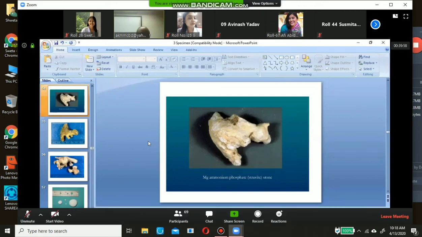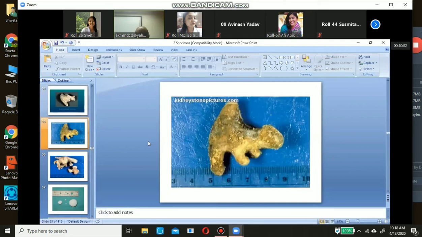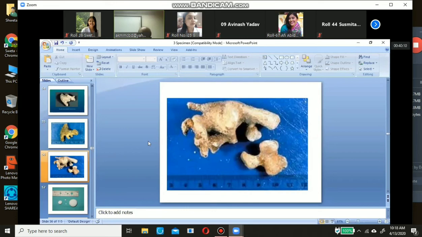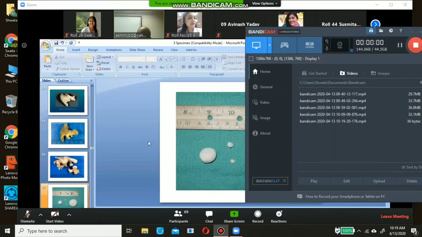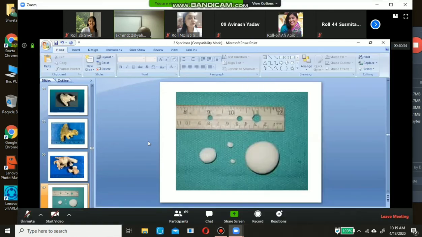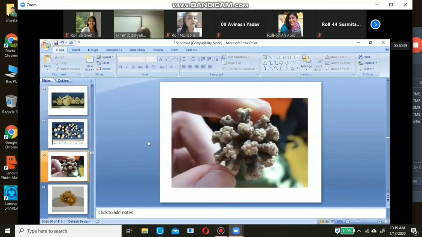And this is also the same thing, a large stone, it is phosphate stone. It is also phosphate stone, the staghorn calculus. These are all staghorn calculus. But this is a very smooth stone, very smooth. Only in the bladder can a stone be so round in shape. These are the bladder stones, and this is the oxalate stone.